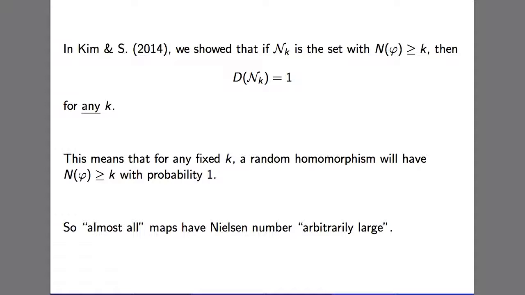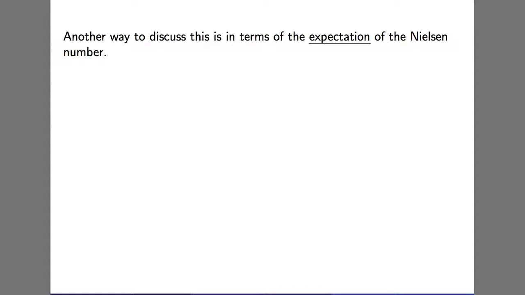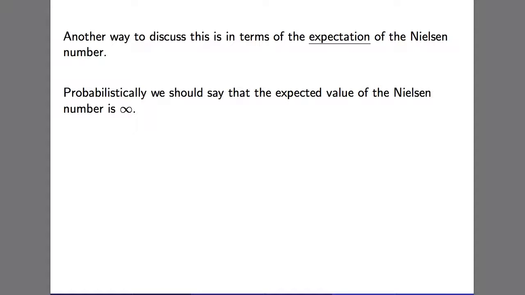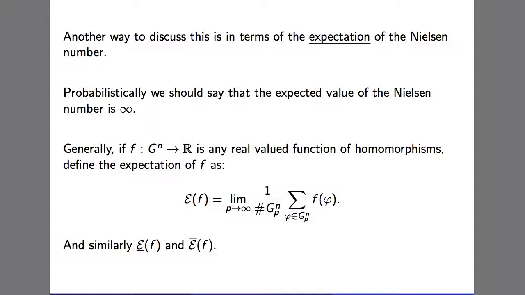Really what I'm trying to get at here is this idea of expectation, which I mentioned at the beginning. Another way to describe this is in terms of the expectation, like the statistical expected value. Probabilistically, we should say the expected value of the Nielsen number is infinity. It doesn't mean that a random map has infinite Nielsen number. It means that if you choose a map at random, you should expect the Nielsen number to be very, very large. Generally, this is going to be the definition of the expectation that I'm going to use.